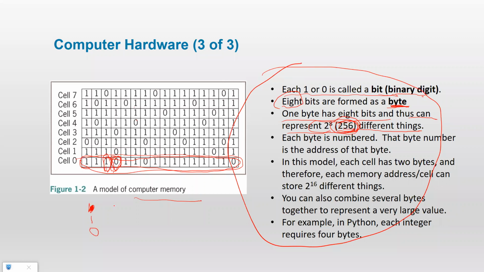So let's go on. Suppose you have 2 bits. How many different things can you represent with 2 bits?